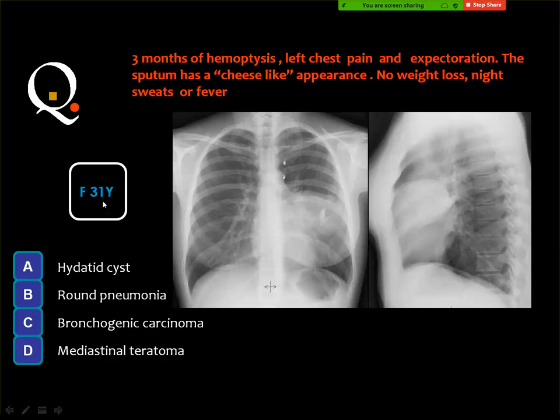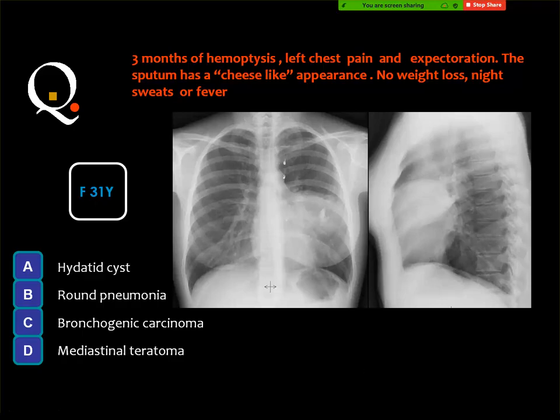Okay, this is a female patient, 31 years old, with 3 months of hemoptysis, left-sided chest pain, and expectoration. The sputum has a cheese-like appearance, no weight loss, no night sweats, no fever. There is a lesion on the left side, and the possibilities are hydatid cyst, round pneumonia, bronchogenic carcinoma, mediastinal teratoma. Teratoma. How do you know that this is teratoma?